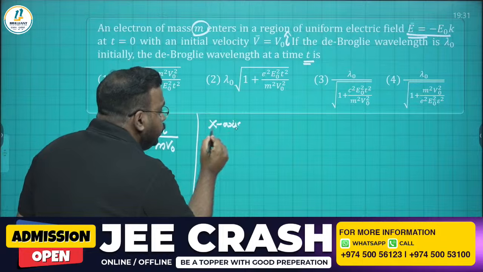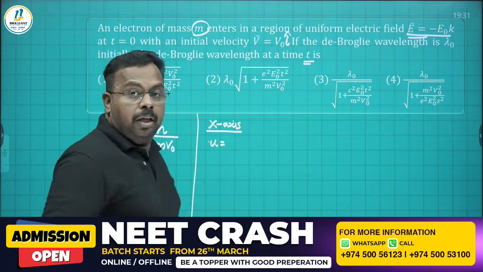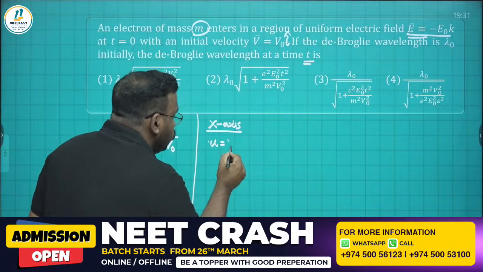Along the x-axis, the initial velocity u is equal to v naught. Time is given, t. Will there be any acceleration? See here, this particle is entering an electric field. So you know that if an electron is entering an electric field, the electrostatic force F is equal to qE. F is m a, so m a is equal to e into E. I'm taking only the magnitude. So a is equal to eE by m. This is the acceleration, but please note that the acceleration will be along the z-axis only. There is no acceleration along the x-axis. That means acceleration is 0.